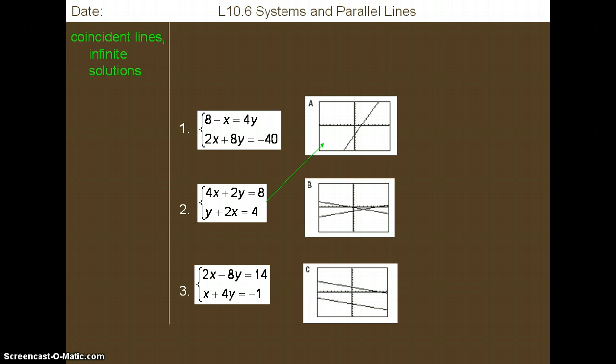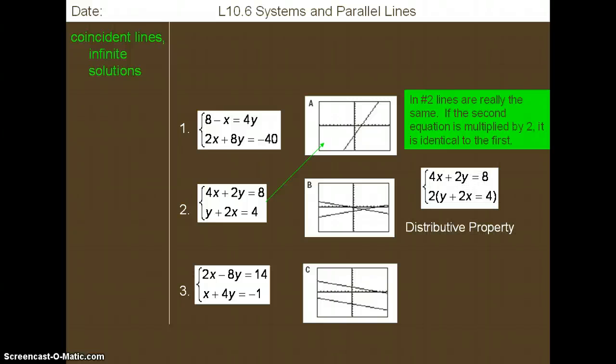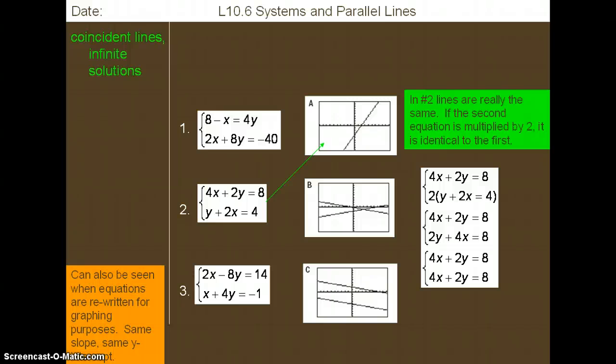The second one is actually a match with graph A. In number 2, the lines are actually the same. If the second equation is multiplied by 2, it is identical to the first. Multiplying by 2 would result in 2y plus 4x equals 8. And if we rearrange the terms of the second equation in our system, they are the exact same equation, resulting in the exact same line. So the entire line is the solution here. So there's an infinite number.